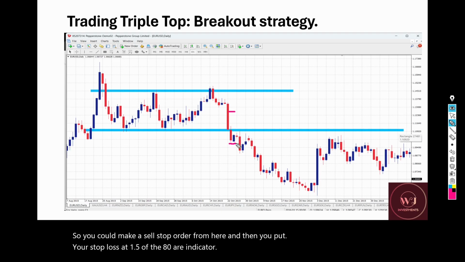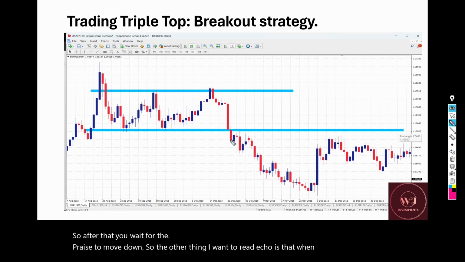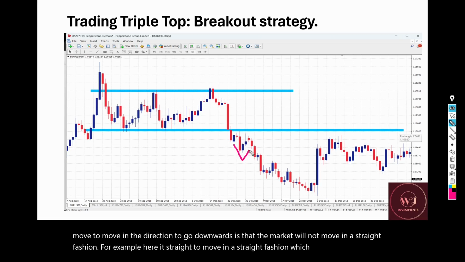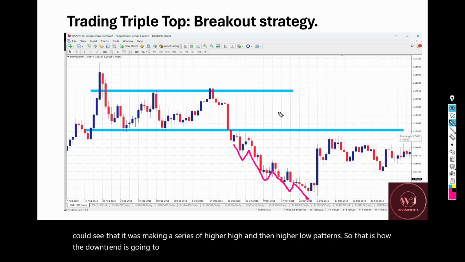So after that, you wait for the price to move down. Another thing I want to re-echo is that when the market is going to move downwards, the market will not move in a straight fashion. For example, here you could see that it was making a series of higher highs and then higher lows. So that is how the downtrend is going to move. But the majority of people wait for this parabolic move down, which does not happen.